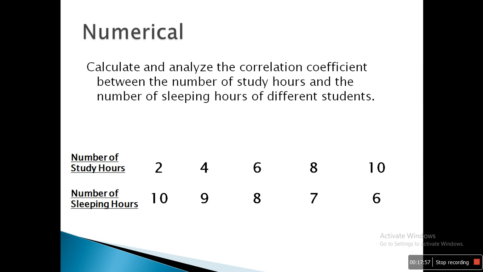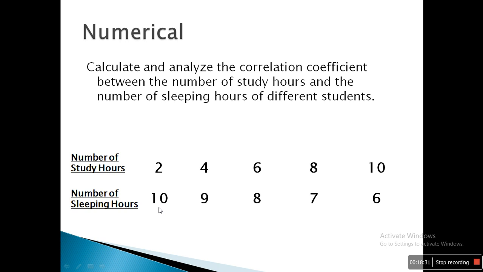Calculate and analyze the correlation coefficient between number of study hours and the number of sleeping hours of different students. Now we are trying to find out the relationship between study hours and sleeping hours. Is there any relationship between the two, that those students who study more are sleeping more, or those who are studying less are sleeping more?